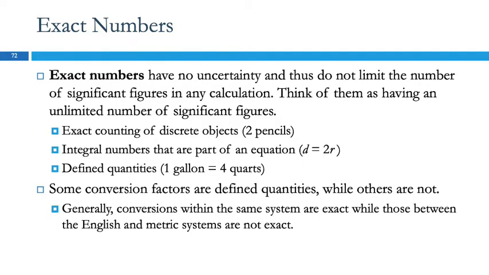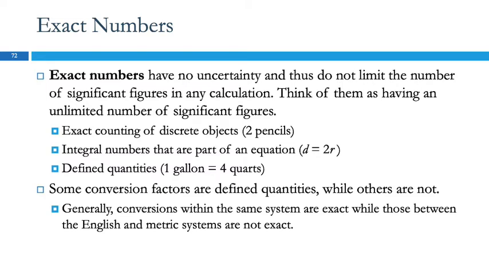Now, if it's a unit, like 2 feet, not meaning the feet that you're standing on, but the length measurement, you can't count a foot. It's not an object, right? You're using a ruler to measure it. There's going to be uncertainty. These can also come up as integral numbers that are part of an equation. For example, the diameter of a circle equals 2 times the radius. It's exactly 2 times the radius. There's no uncertainty in that. Defined quantities. 1 gallon is defined as 4 quarts.